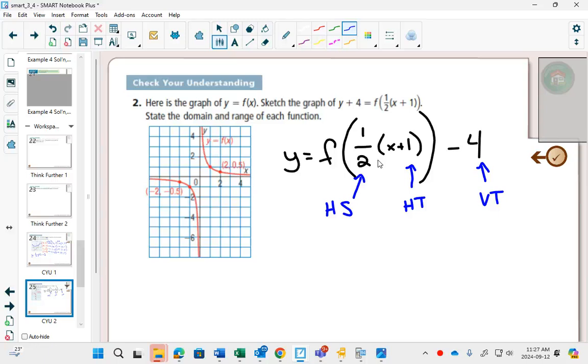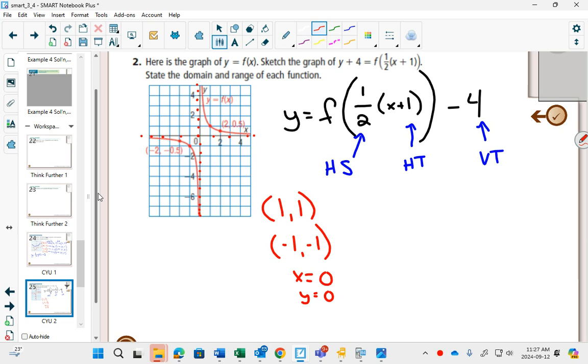For me personally, I know they took the fraction point. Don't you think this point is nicer? The 1, 1, and the -1, -1. I'm going to use those points. I'm also going to add in here, they didn't draw them in, both of my asymptotes to my transformations as well.